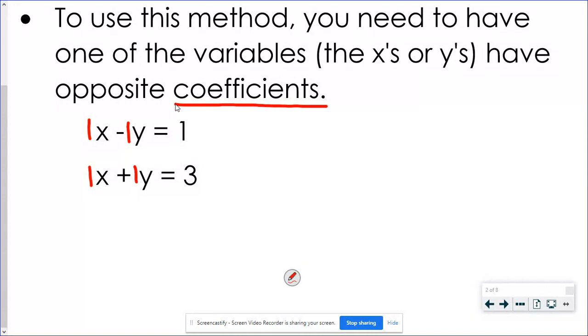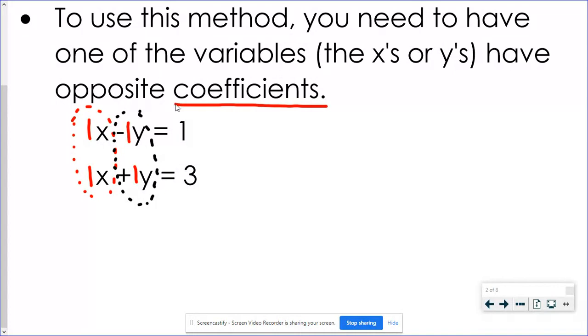That's great. But if I look at these x's right now, those are not opposite coefficients. They're exactly the same. It's a 1x and a 1x. Those are not opposites. That's not what I want. However, if I look at the y's, this is a negative 1y and a positive 1y. That's what we're looking at.